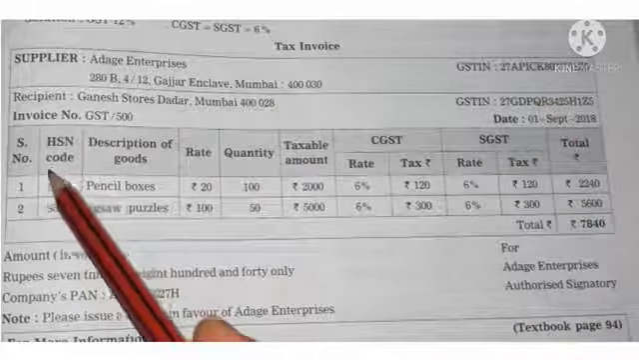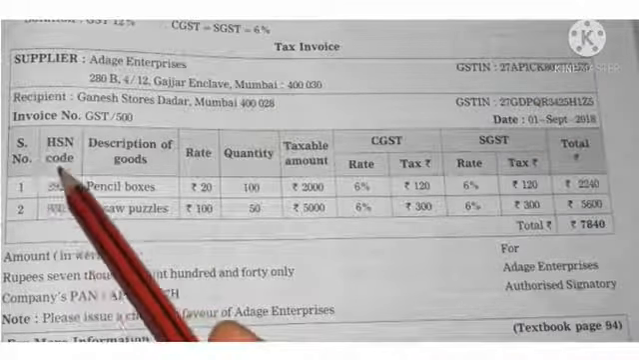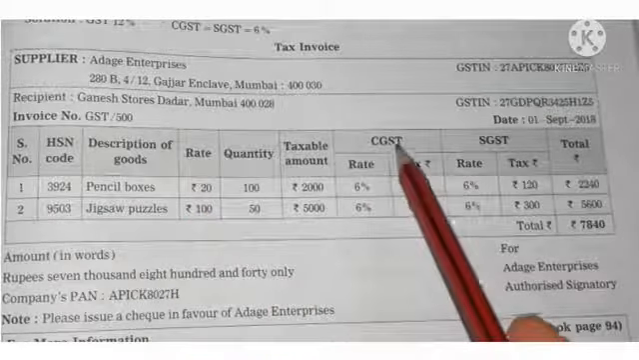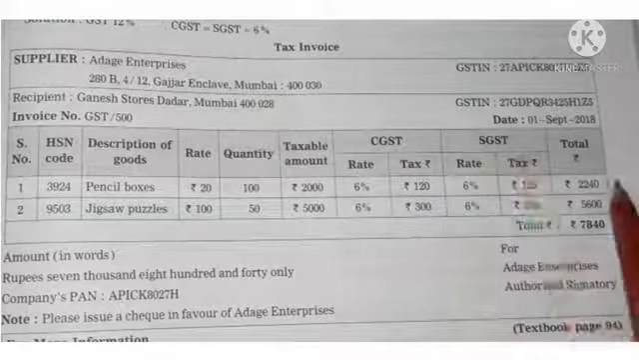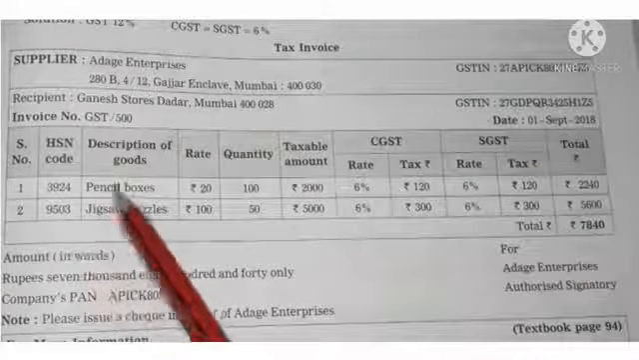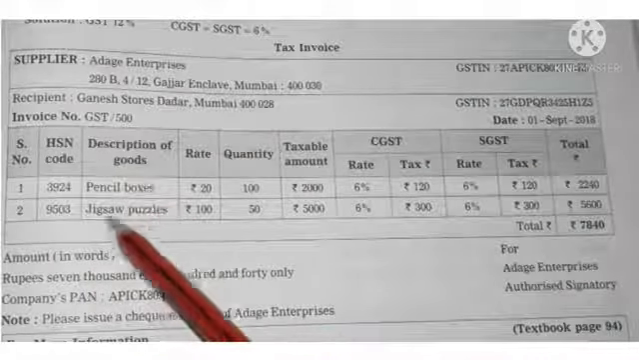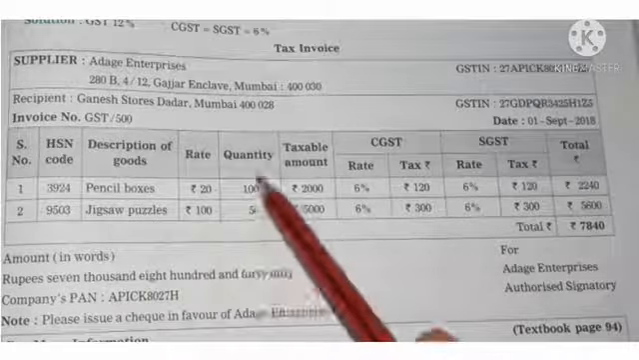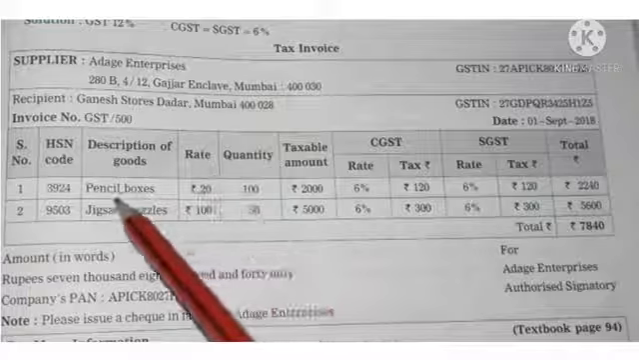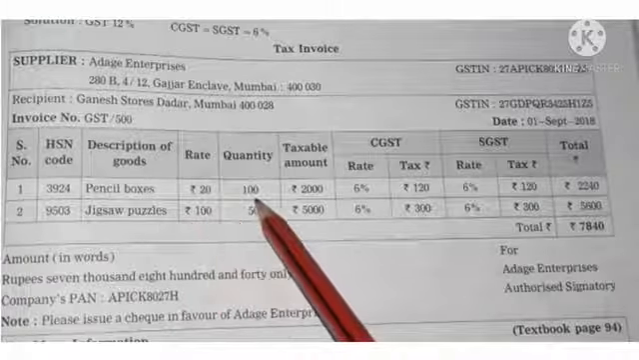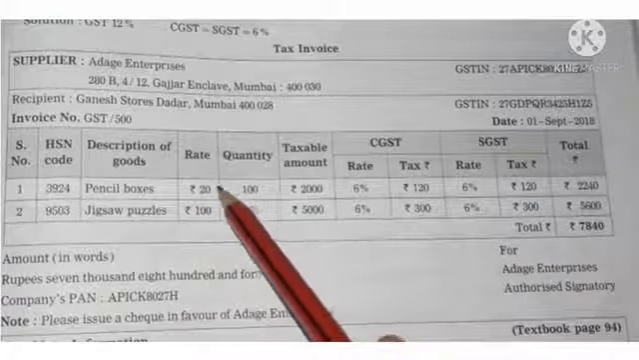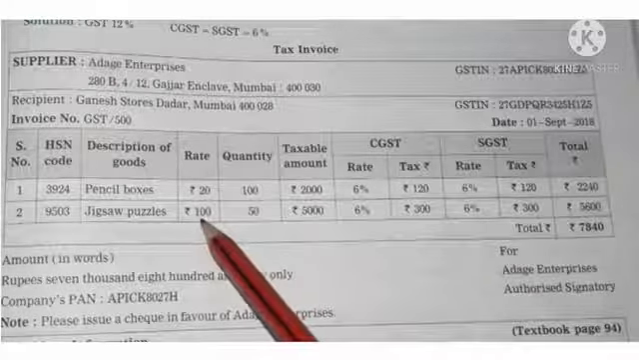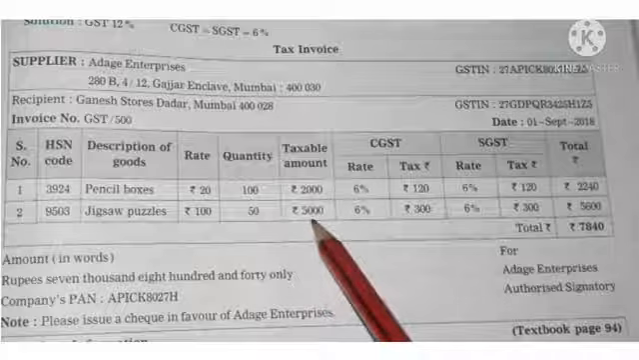Now similar to the second example, write serial number, HSN code, goods required, rate, quantity, taxable amount, CGST, SGST and total. So what are the goods? Pencil boxes and jigsaw puzzles. Rate is given, quantity is given. So pencil boxes rate is 20 and quantity is 100. So you multiply 20 into 100, 2000. Here also 100 into 50, 5000.